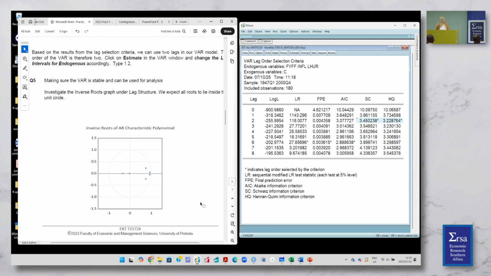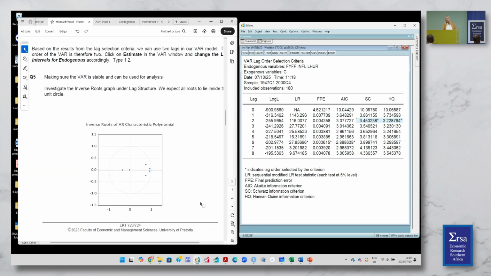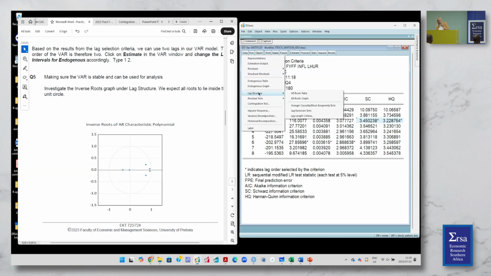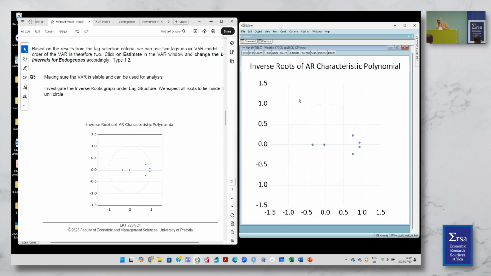Before we estimate the VAR, maybe just check that the inverse of all our roots are inside the unit circle. So if we go to the lag structure option again, and go to the AR roots graph, we see that the inverse of the roots are inside the circle. So the VAR is stable. This also suggests the series are stationary.